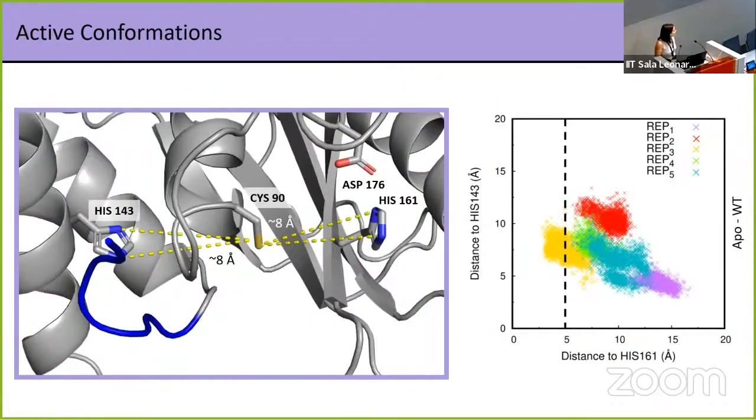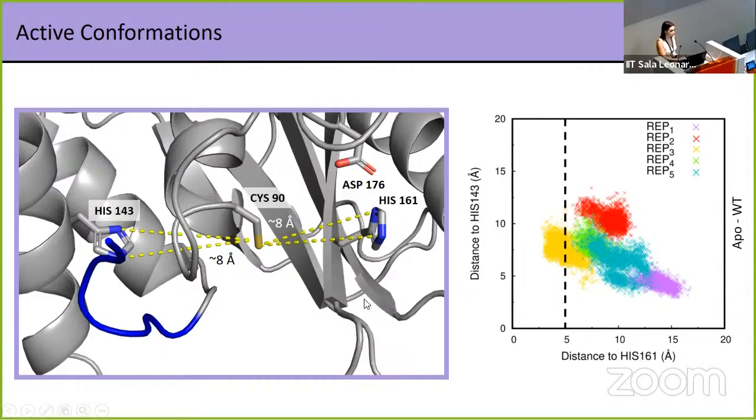The next step we decided to take was to evaluate the number of active conformations that we had in our protein. Here we are looking once again at the apo structure. As I told you, the cysteine and the histidine were quite far apart. However, when we were looking at our structure, we were able to see that there was another histidine that was quite close to our cysteine. And you can see here that it is histidine 143.